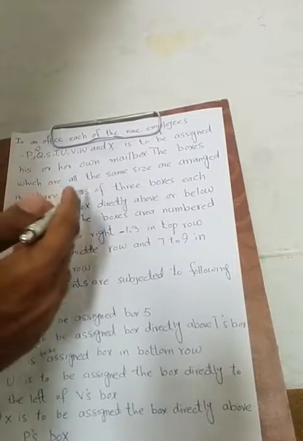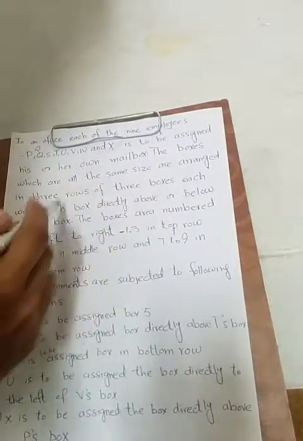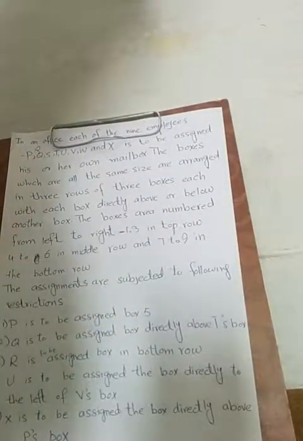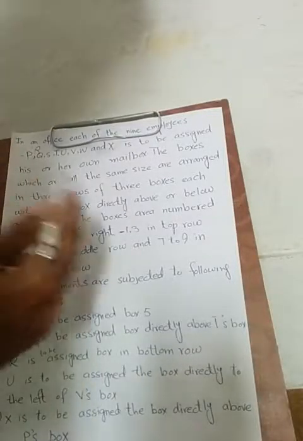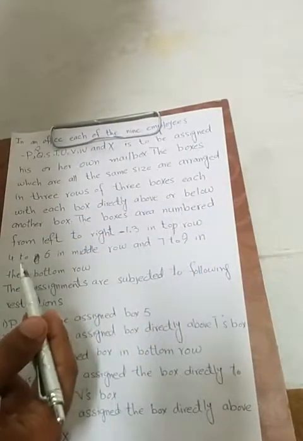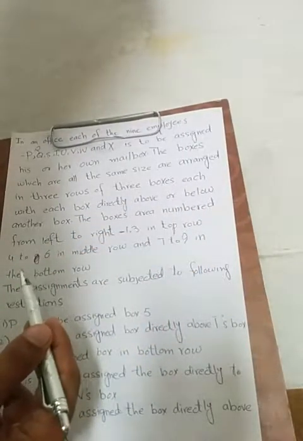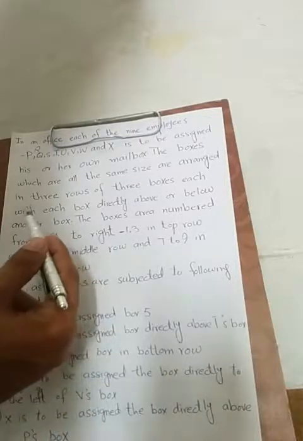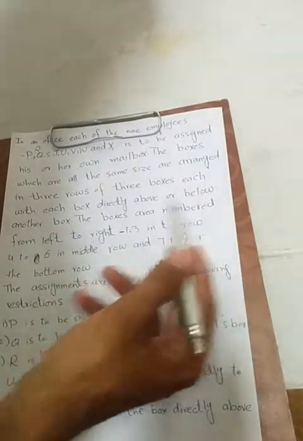The boxes, which are all the same size, are arranged in 3 rows. He is saying that all the boxes have the same size, and we have to arrange them in 3 rows of 3 boxes each. Each row has 3 boxes, and 3 rows make 9 boxes, with each box directly above or below another box, not just on the sides.